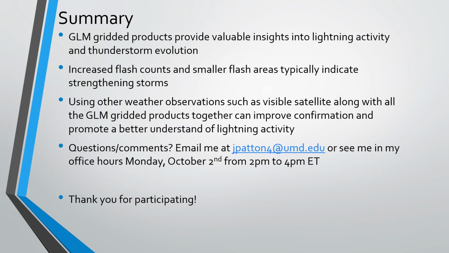In summary, the GLM gridded products, flash extent density, minimum flash area, and total optical energy provide valuable insights into lightning activity and thunderstorm evolution. Increased flash counts and smaller flash areas typically indicate strengthening storms. Using other weather observations such as visible satellite, along with all the GLM gridded products together, can improve confirmation and provide a better understanding of lightning activity.